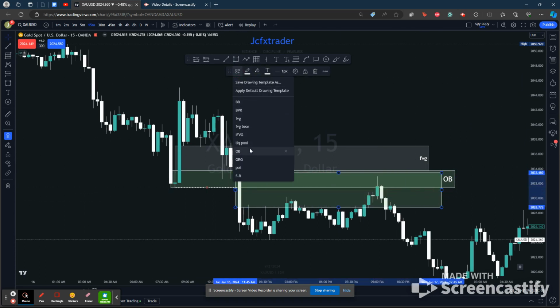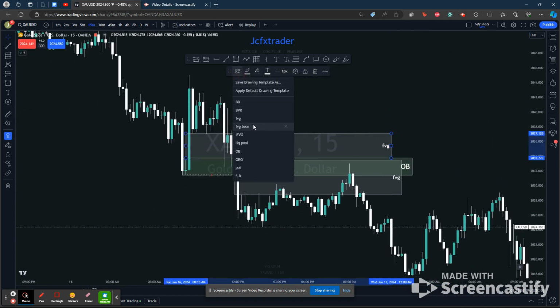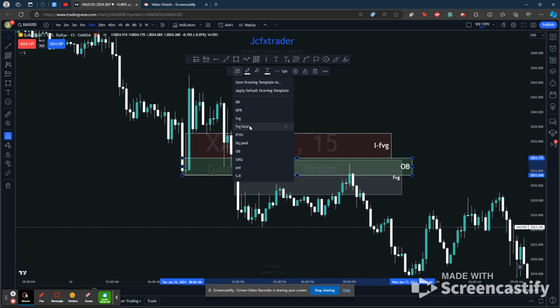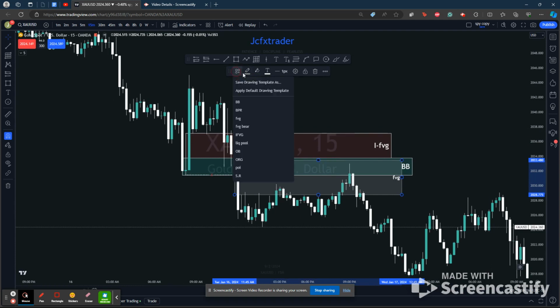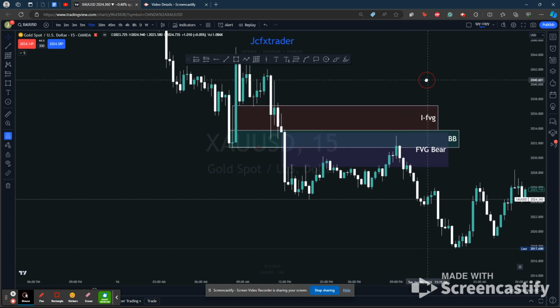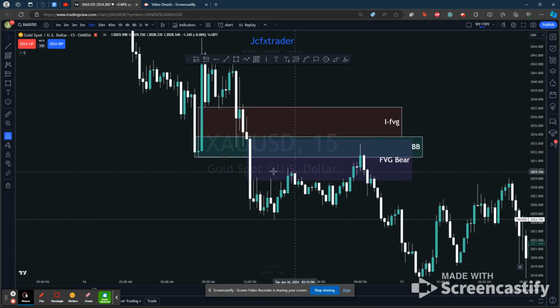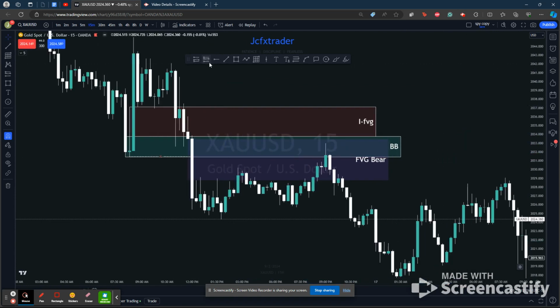Now you might ask yourself, okay, so now that I have my inverse fair value gap, my breaker block, which are both bearish, right? Bearish confluences. We also have a bearish fair value gap, right? Say fair value gap bear. Now, where would we enter, right? We would enter at the 0.5 of the closest confluence, right?